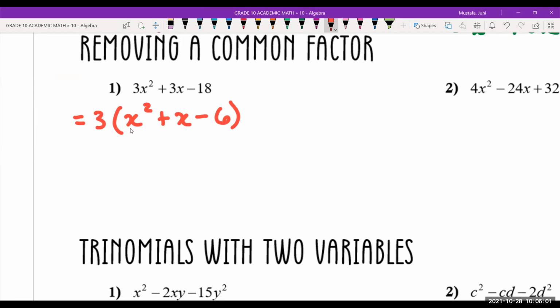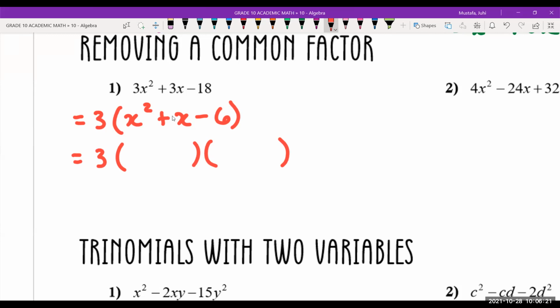Okay, so 3 times x squared is 3x squared. 3 times x is 3x. 3 times -6 is -18. When we are going to factor this, if you've taken out a 3, you can kind of ignore it. You don't have to worry about it anymore. It's just there. We're going to be factoring only what is inside of this bracket.